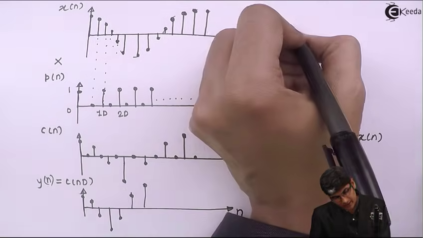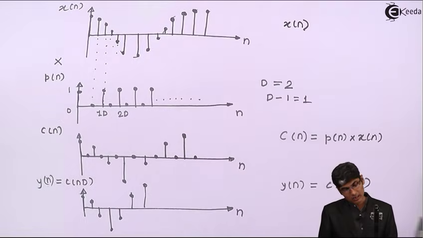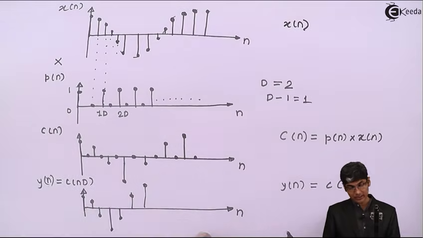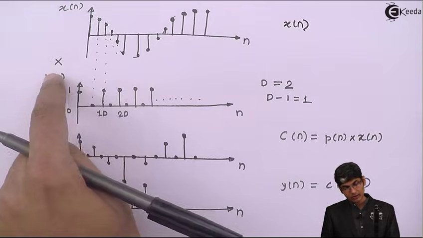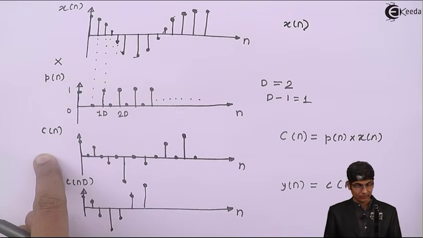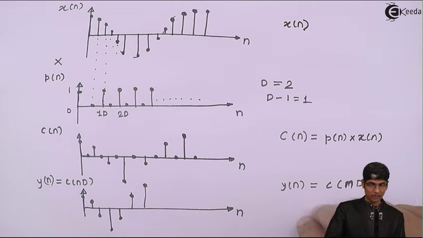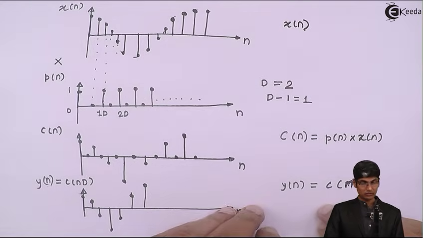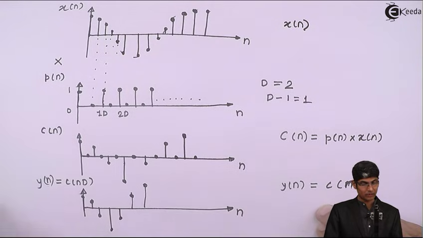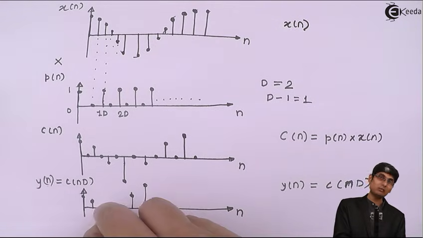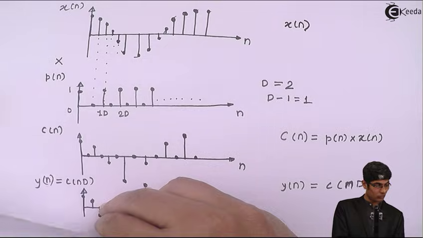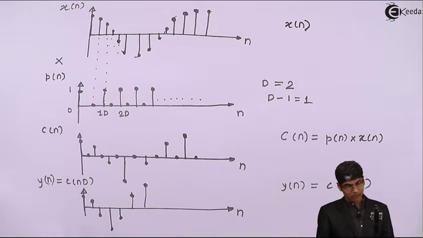So here what we have is X of n, then I got P of n. I multiplied P of n with X of n, I received C of n, and I picked up only the non-zero values, which is giving me Y of n. So now I got my Y of n. This is the basic process that I will be doing. Now let us understand mathematically what it looks like and what it is.